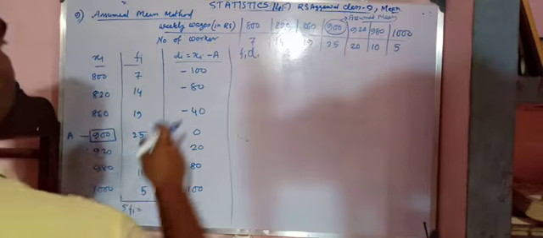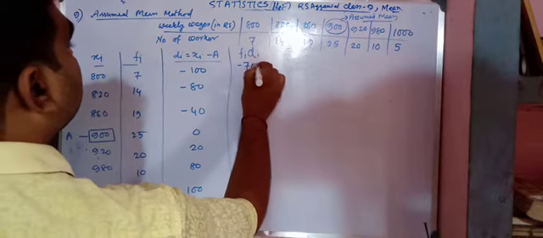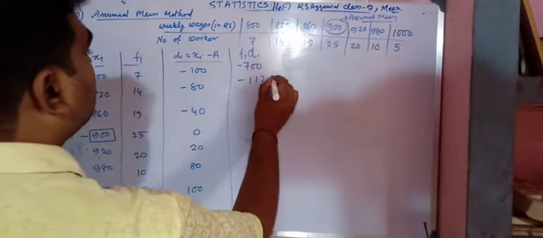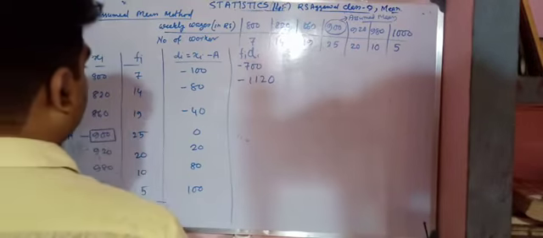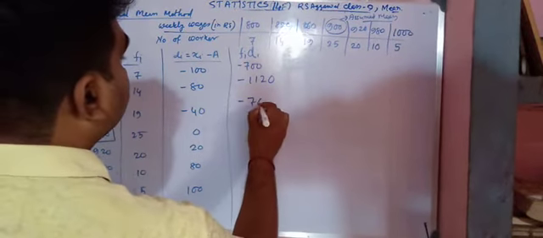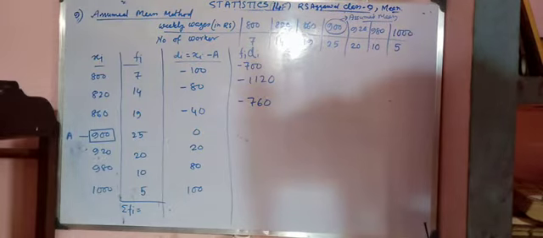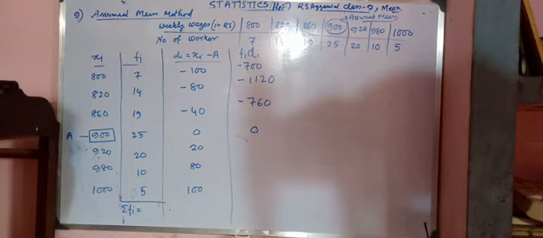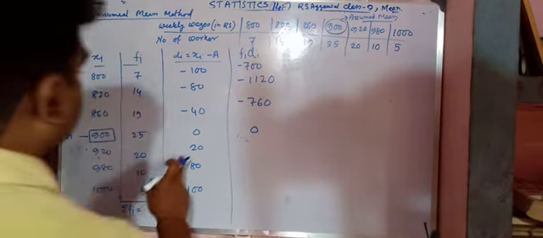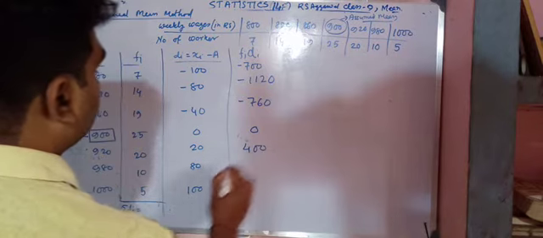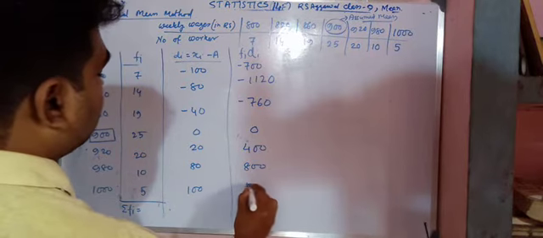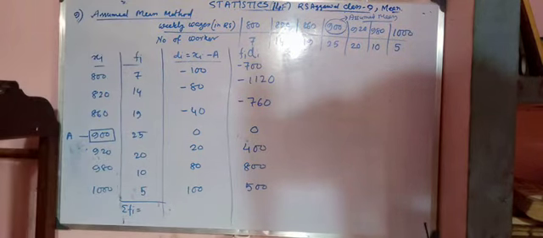Now we have to find fi di: this is equal to minus 700, this equal to minus 1120, this equal to minus 760, this equal to 0, this is equal to 400, this equal to 800, this equal to 500. Okay, so fi di is calculated.